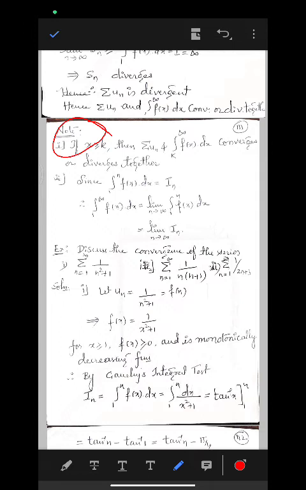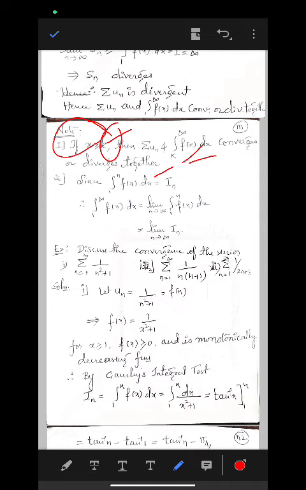See here, if x is greater than or equal to k, then summation un and integration over k to infinity f of x dx converge or diverge together. So k is some positive constant, right? In place of 1, they have given k. Is that clear? So the first note is over.